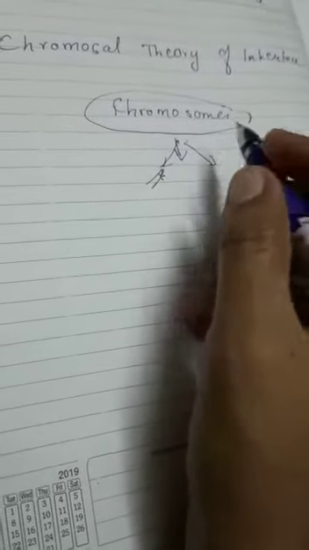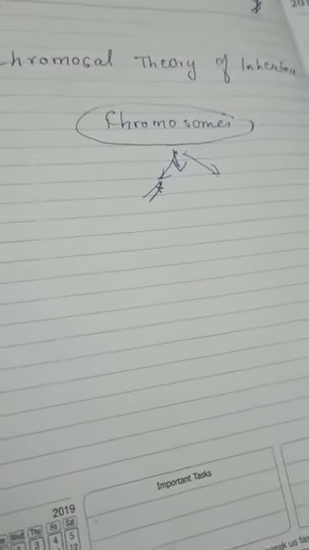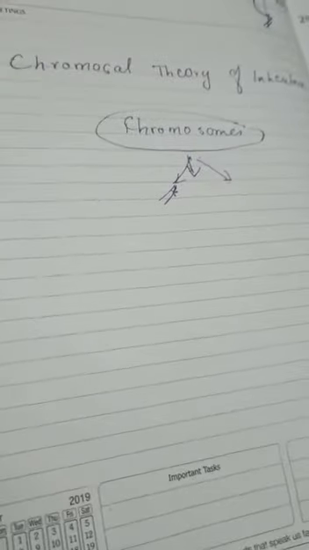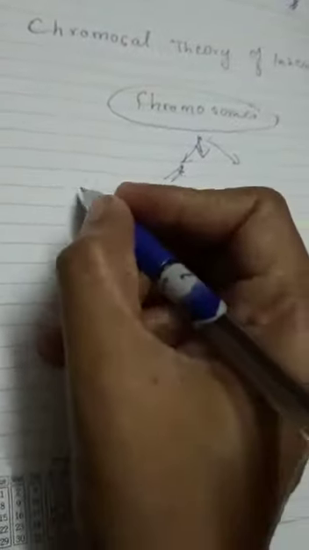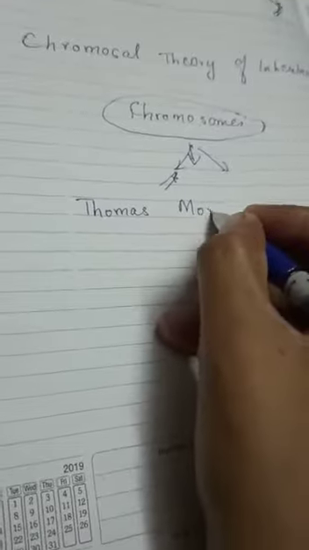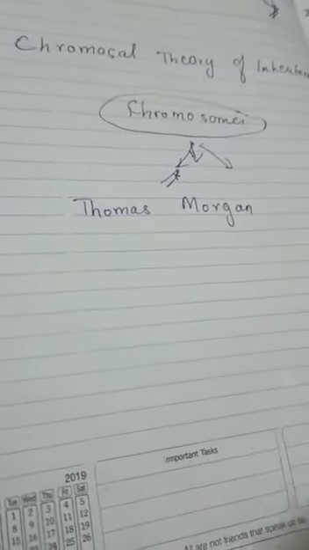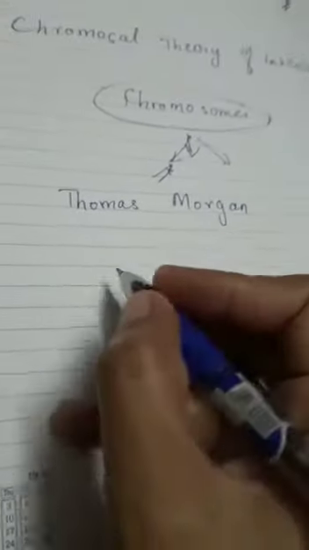So that is what was said by the Boveri-Sutton chromosomal theory. This was a theoretical definition that was given. In order to confirm it, there was an experiment conducted by Thomas Morgan. He conducted an experiment using fruit fly.